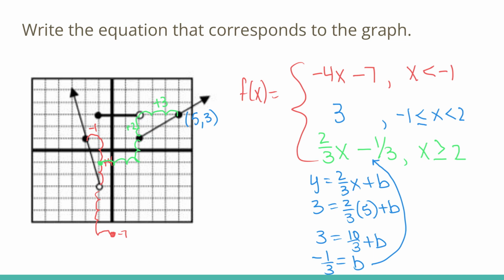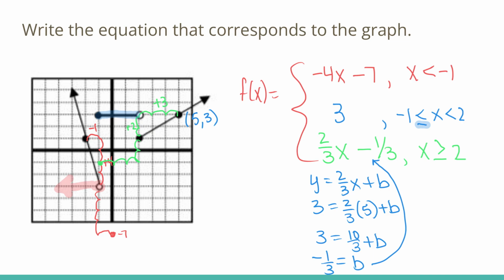Now, the restrictions on this one are a little bit easier to do because they're not connected. So right here where we have this open point and everything to the left of that, that's going to be x is less than -1. Then when we have this section right here, that's between -1 and 2, but -1 is going to have a line under the inequality because it's a closed circle, and then 2 is not going to have a line because it's an open circle.